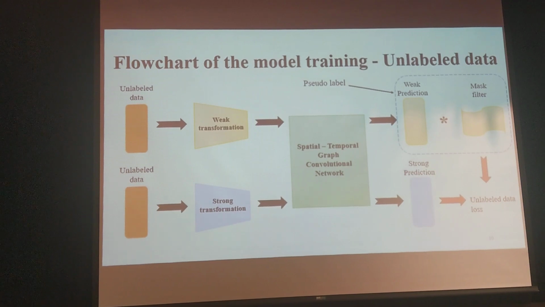On the other hand, there are two different operations for unlabeled data. It will have a weak transformation and a strong transformation respectively. Notice that the two unlabeled data inputs are the same data. For the model output of the weak transformation side, it will first be multiplied by the mask filter and become the pseudo label. Meanwhile, the strongly transformed data will also obtain a prediction from the spatial temporal graph convolutional network. We can acquire the unlabeled data loss from the strong prediction and the pseudo label.